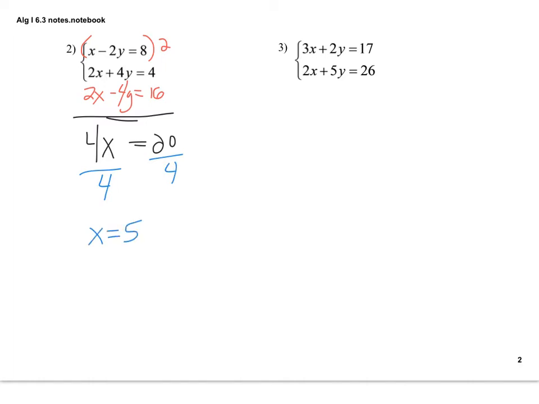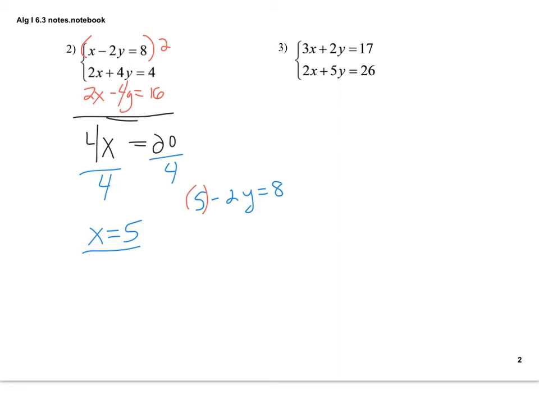Now I'm going to do the same thing I did on the first page, where I plug 5 into one of these two equations and then solve for y. I'm going to choose this first equation again. So I've got 5 minus 2y is equal to 8. And just so that I don't confuse people, let's put a set of parentheses around that 5, because that's what we've been doing in the substitution, since really I'm substituting my 5 back in for x.